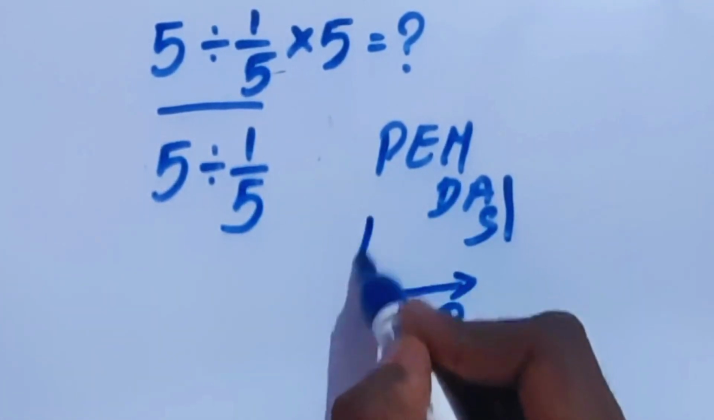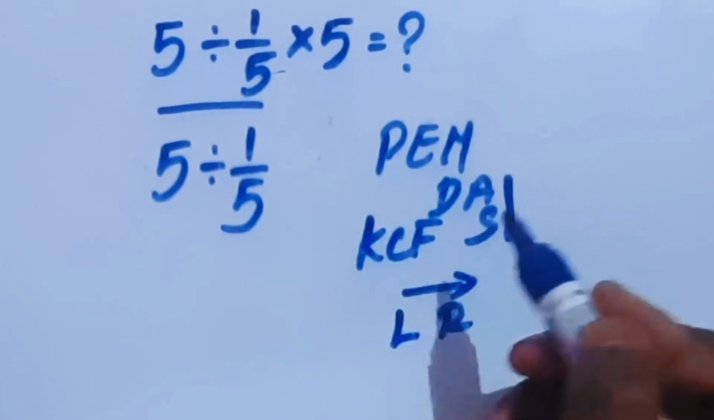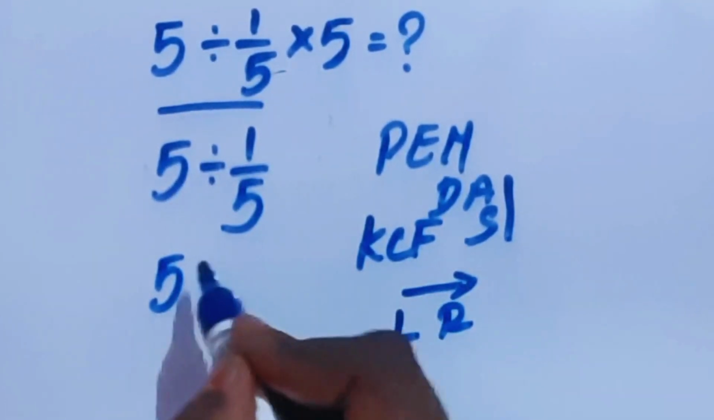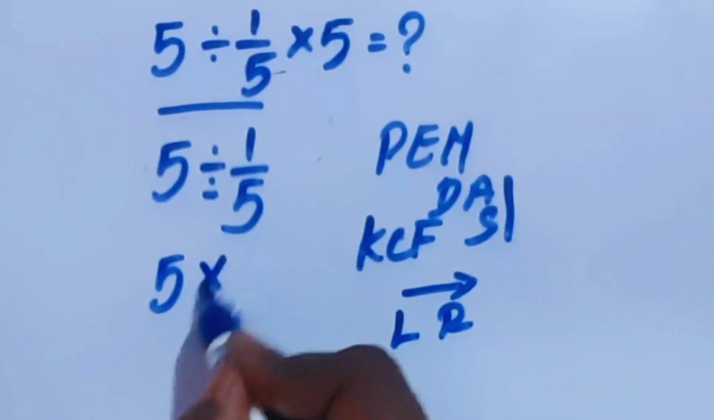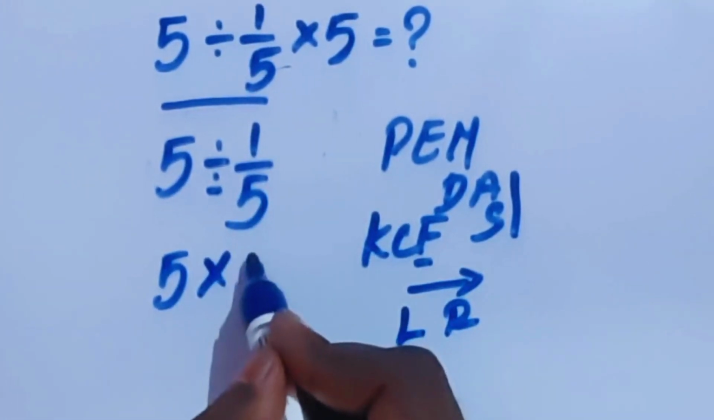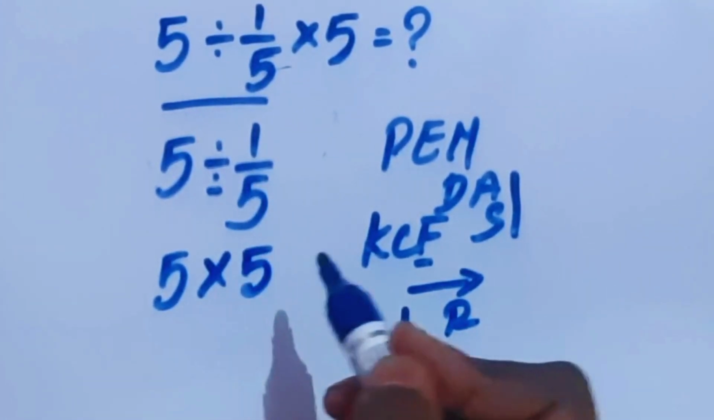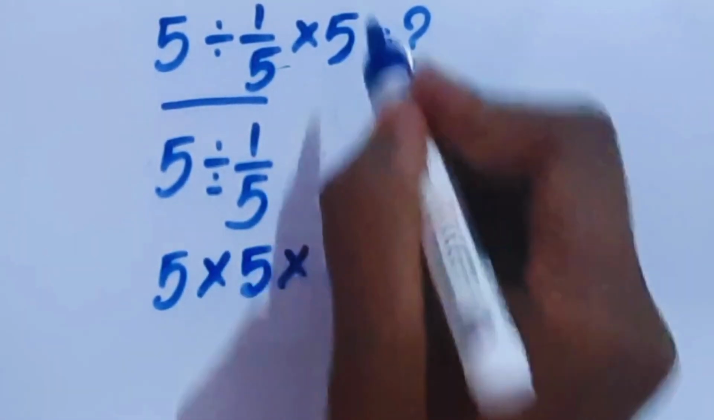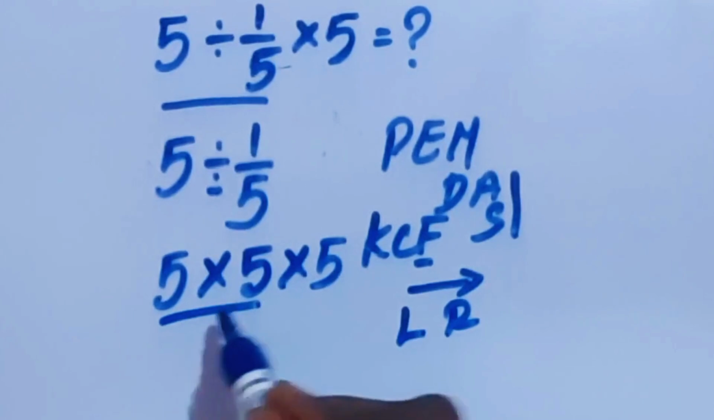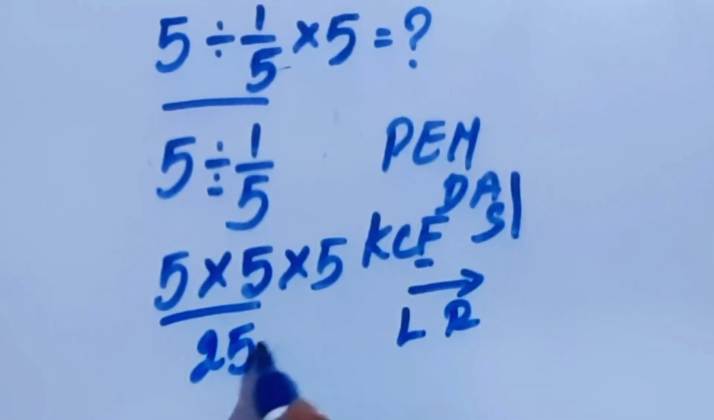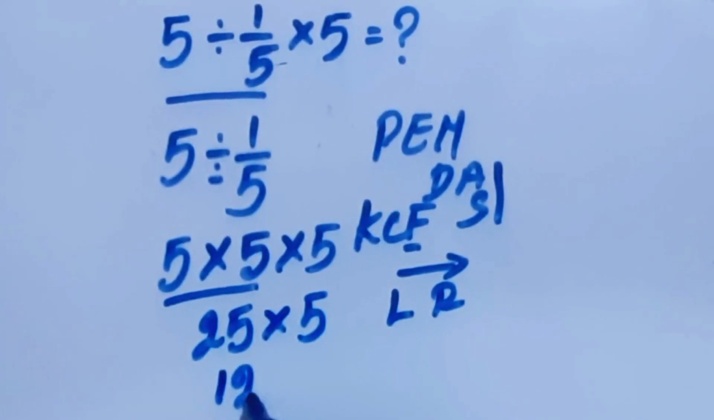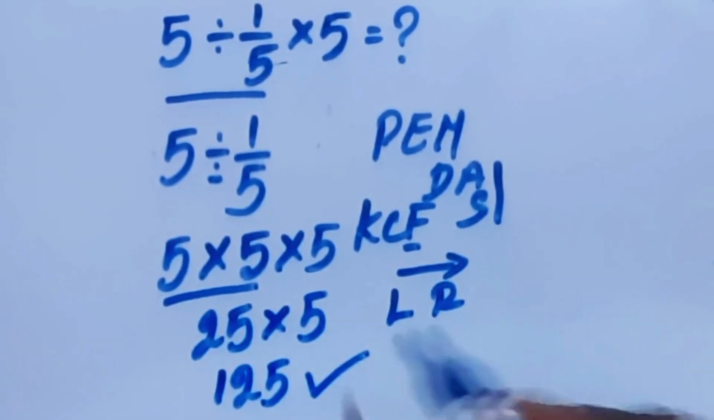Here we are going to introduce that KCF. That means keep the first one, 5, change the second one, this one, to multiplication, and flip the third one. 1 by 5 flips as 5, so 5 times this 5. Now left to right is this one, 25, times this 5 here is 125. This is the correct answer.